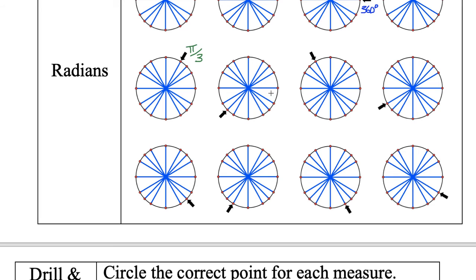So that's one of the patterns. There's many, many patterns to help you out here. So this is 5/4 pi, or 5 pi over 4.